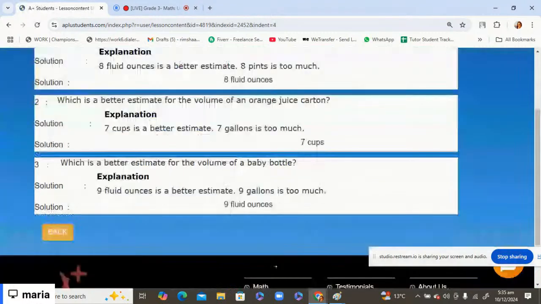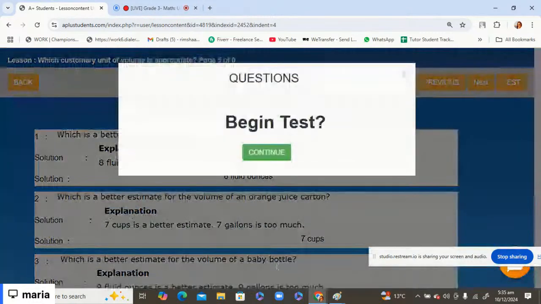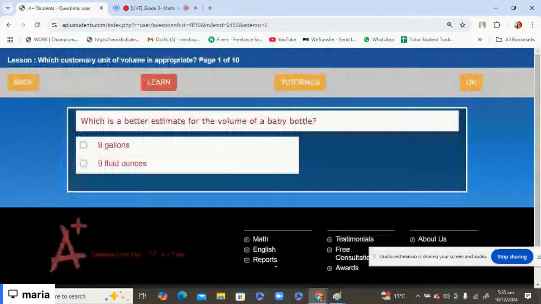So here, which is the better estimate for the volume of the baby bottle? They are not saying only the volume of a bottle, because that would mean it's big. But here they are saying baby bottle, so it means a very small bottle. So ounces is used for that. You check the question, understand the question, and then you just write it down. It's not made in the form of gallons or other units, so we are using only the ounces.